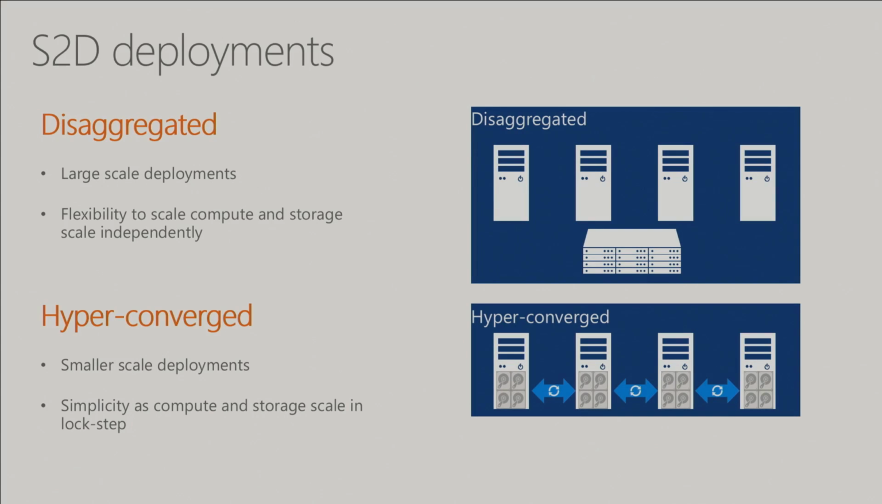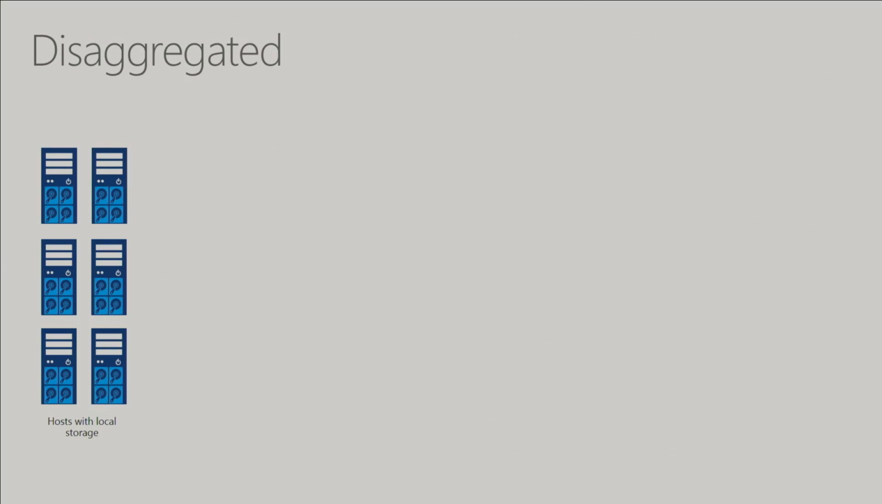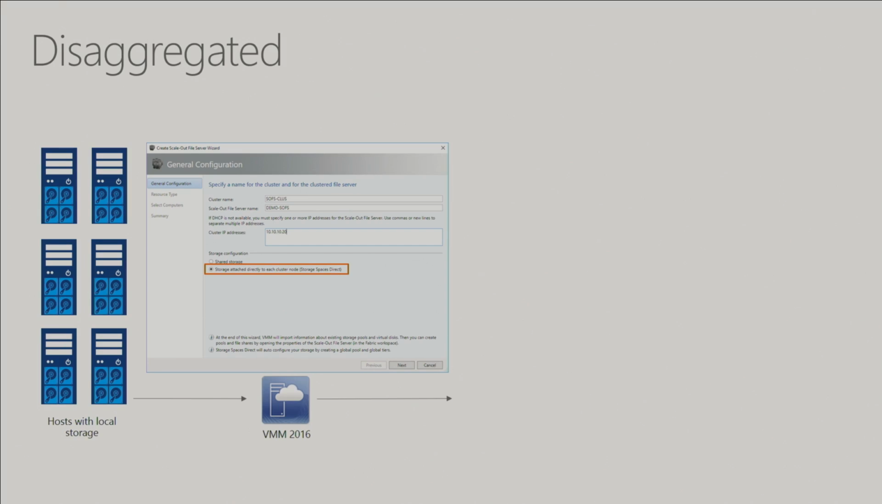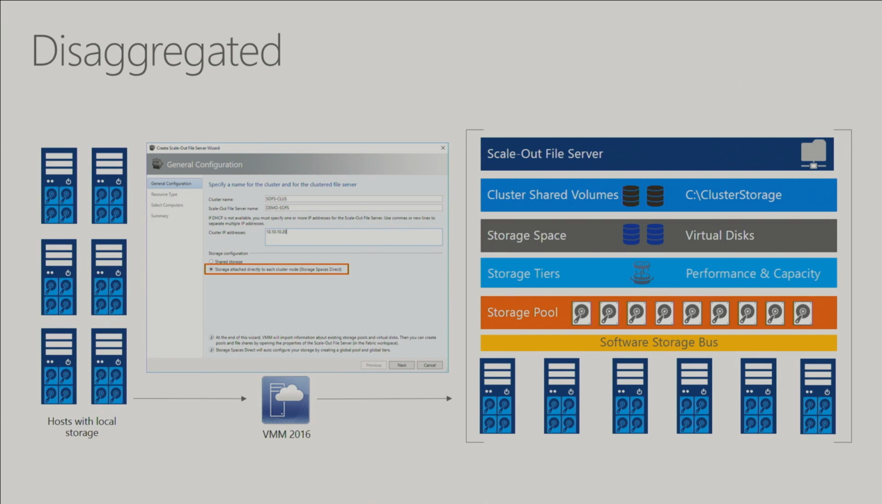Now think about it. You don't have to worry about SANs and then shared JBODs or Fiber Channel or iSCSI and whatnot. You just have a bunch of servers, put them together, and then create an S2D cluster, and you're done. So how does VMM help? You can start with a bunch of hosts with local storage. And there is a wizard in VMM to create a SOFS or scale-out file server cluster. And there is one checkbox that we have added there. That's it, one checkbox which says, OK, use S2D. And at the end, you get this.